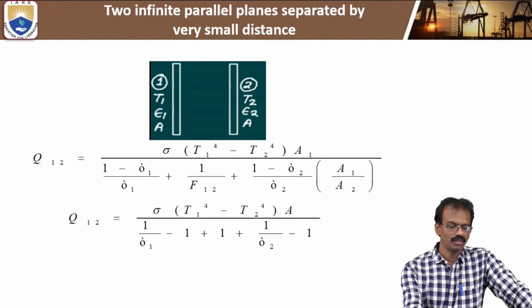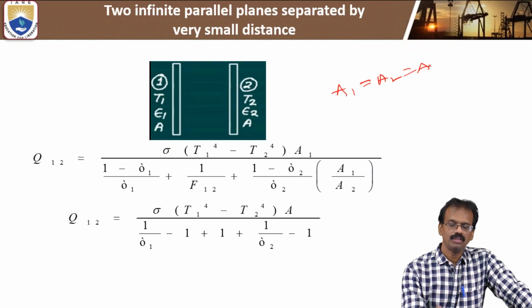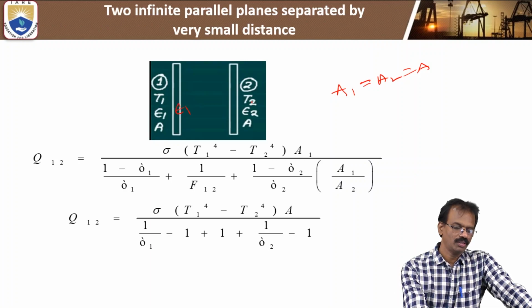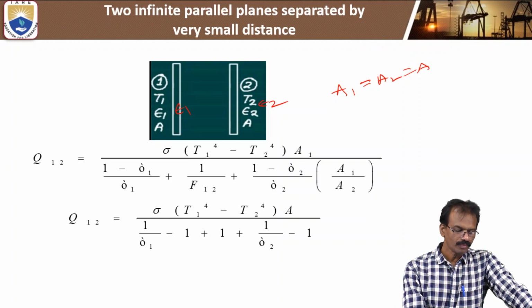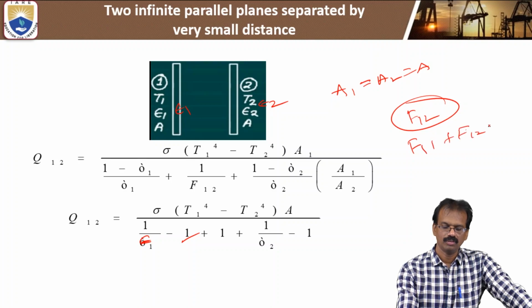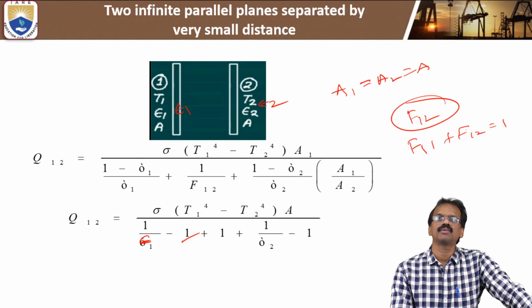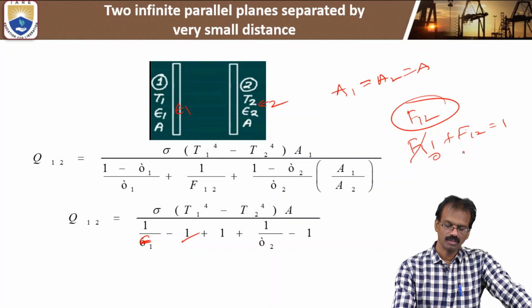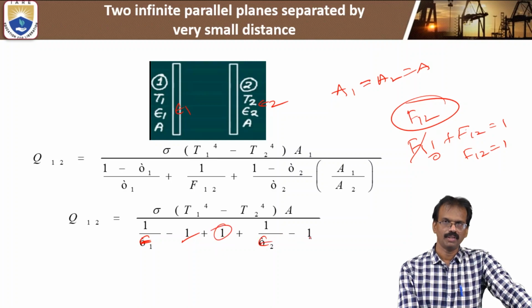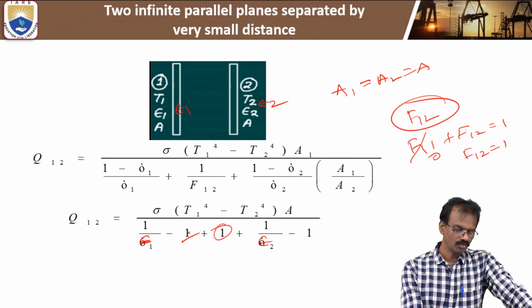Based upon this, because infinite parallel planes means the areas are the same, A1 is equal to A2 is equal to A. Next, the emissivities are epsilon 1 and epsilon 2. Then the final formula will be like this: 1 by epsilon 1 minus 1, plus 1 by F12. We already discussed that F11 plus F12 is equal to 1, and because of the parallel plates F11 is equal to 0, so automatically F12 is equal to 1. Then 1 by epsilon 2 minus 1, and the minus 1 and plus 1 will be cancelled.